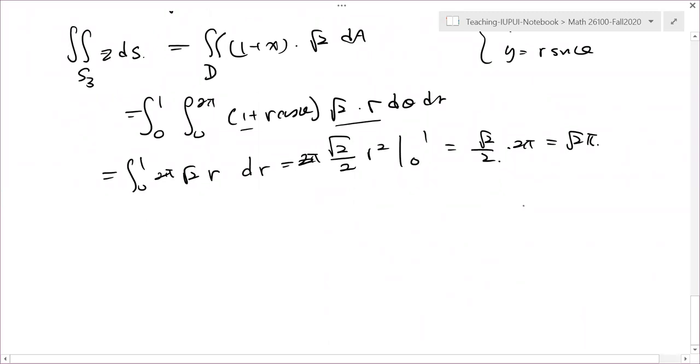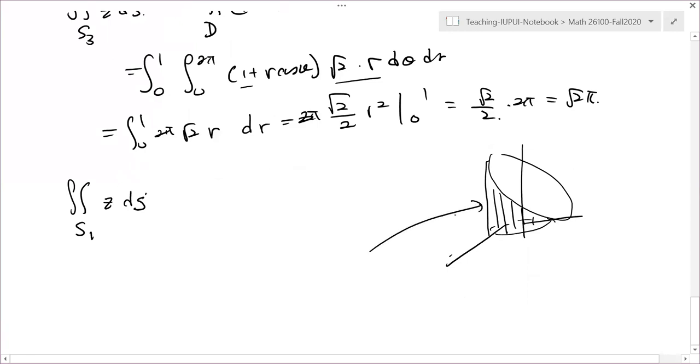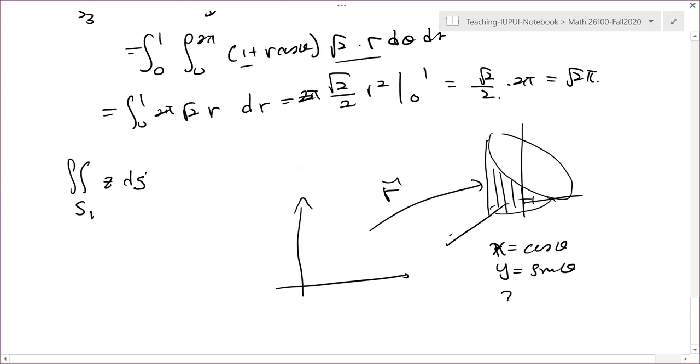How about the side? We have to look at the side. I have to find the parametrization for the side. This is the integral over S1 of v dS. So I need to find the parametrization for the cylinder. X is going to be cosine theta, Y equals sine theta, and Z just equals Z. So we have theta and Z as parameters.